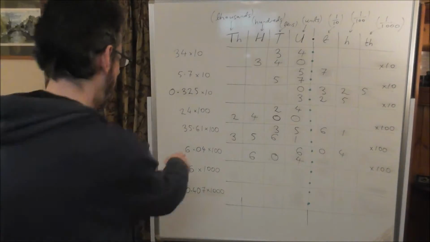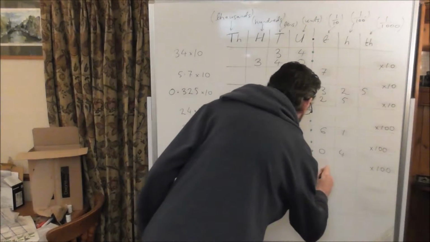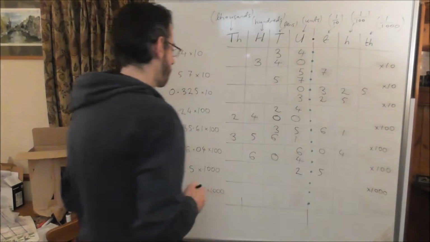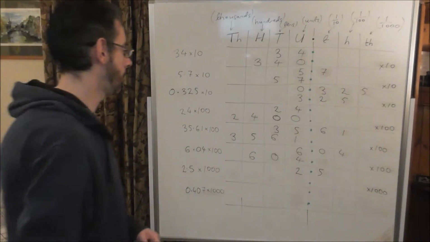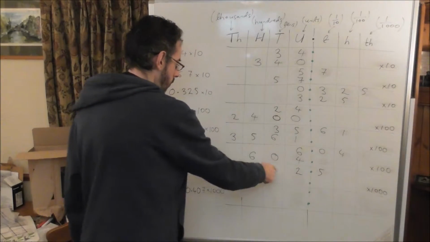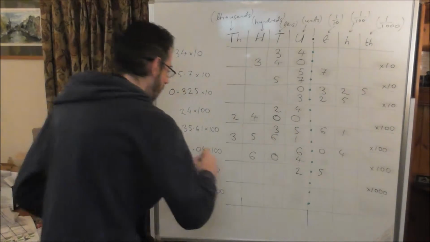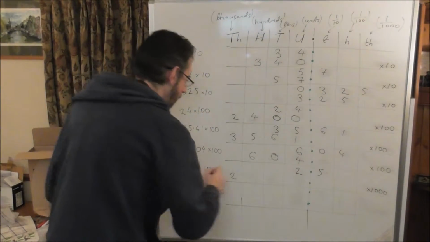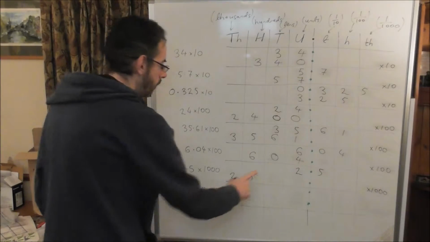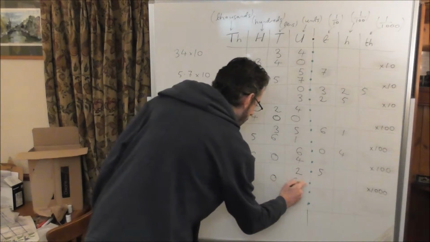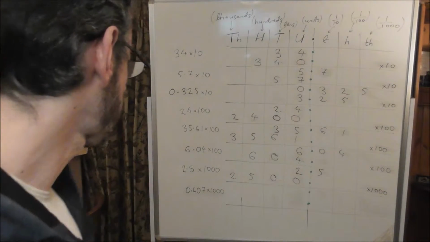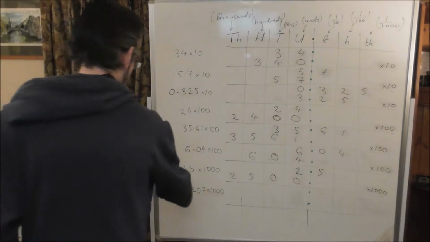So let's do 2.5 times 1,000. You need to move the digits 3 places to the left. So the 2 will move 3 places, 1, 2, 3, to the thousands column. And the 5 will move up with it, 1, 2, 3, to here, into the hundreds column. And we need 2 zeros to fill the gaps. So the answer is 2,500. Right, let's just do one more.